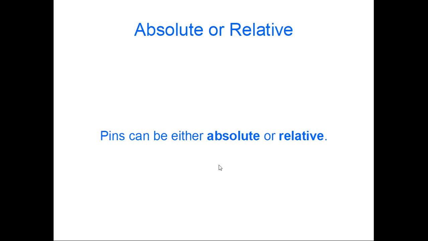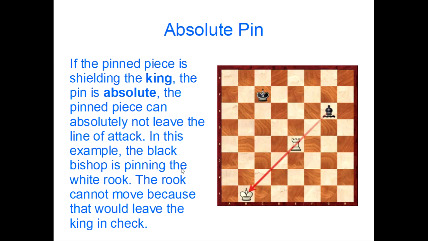Pins can be either absolute or relative. Let's start with the absolute. If the pinned piece is shielding the king, then the pin is absolute. The pinned piece can absolutely not leave the line of attack. In this example, the black bishop is pinning the white rook. The rook cannot move because that would leave the king in check. And as we know, the king can never be left in check. The red arrow shows the line of attack.